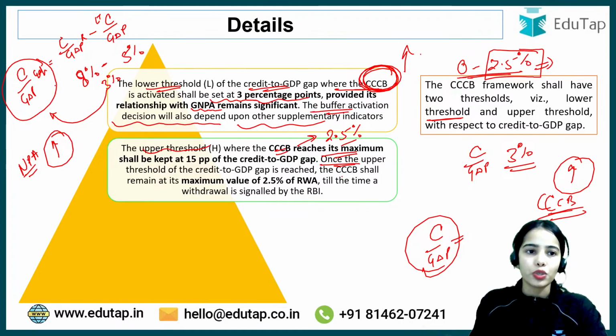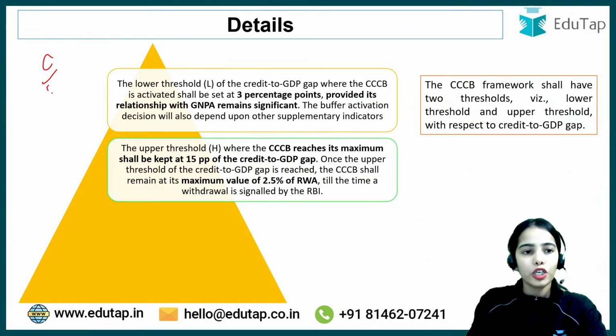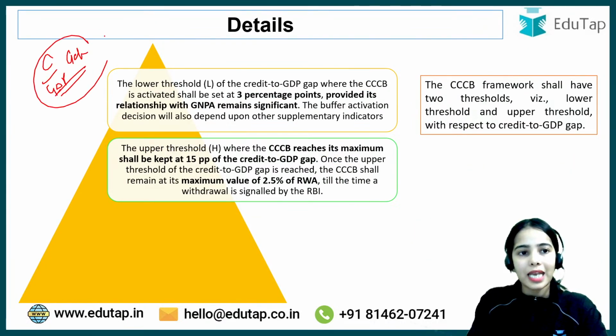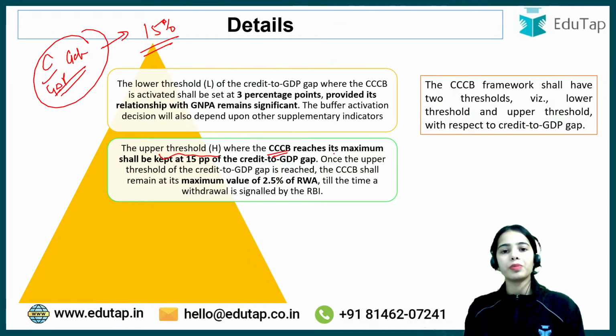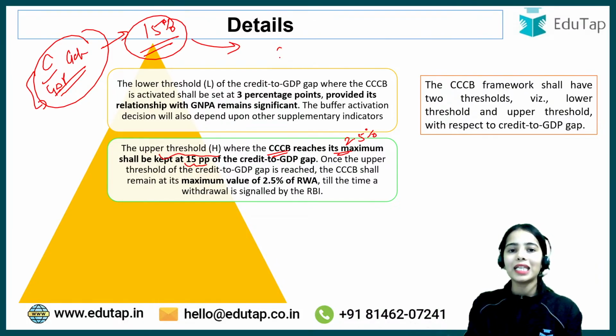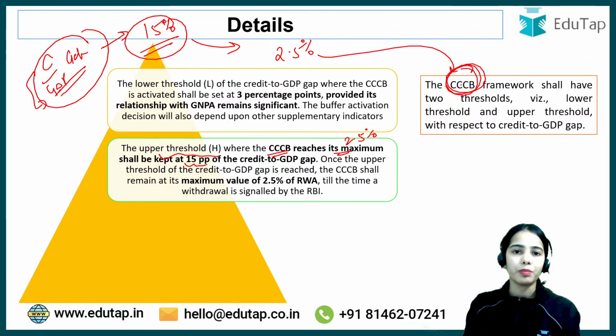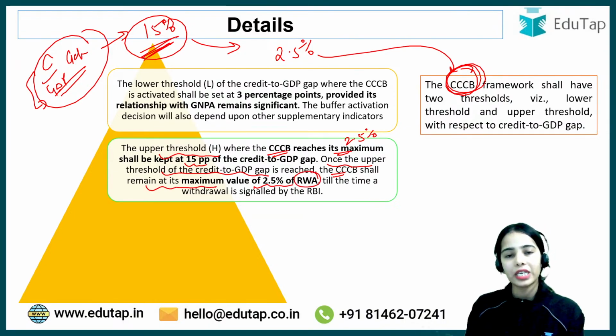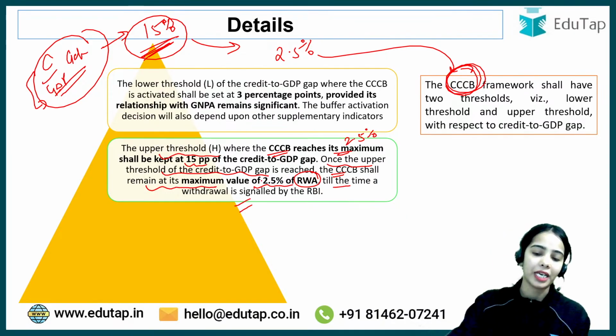If the credit to GDP gap is 15%, let's say, this gap has reached 15%. That is a very huge gap. So upper threshold where the CCyB reaches its maximum of 2.5% shall be kept at 15 percentage point. That means if the credit to GDP gap reaches 15 percentage, then the 2.5% of the counter-cyclical capital buffer will be initiated. Once the upper threshold of the credit to GDP gap has been reached, this counter-cyclical capital buffer shall remain at its maximum value of 2.5% of the risk-weighted asset till the time of withdrawal is signaled by the RBI.